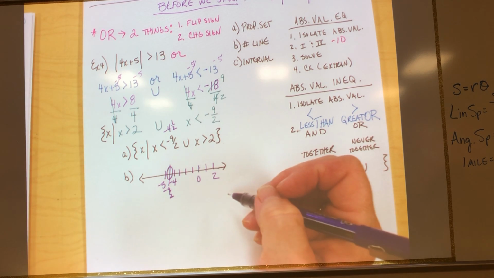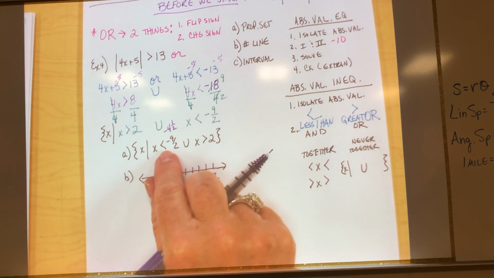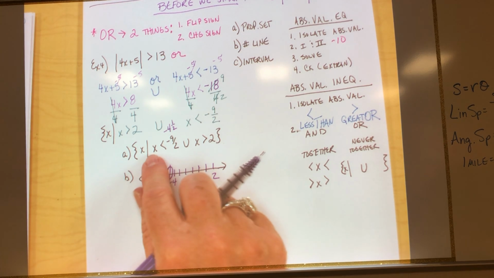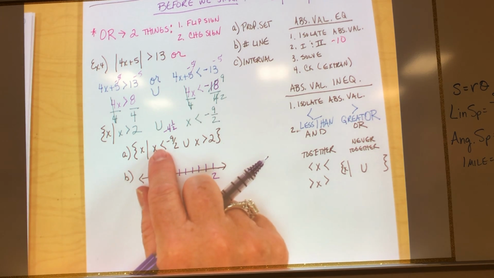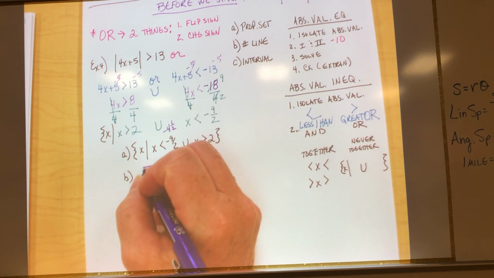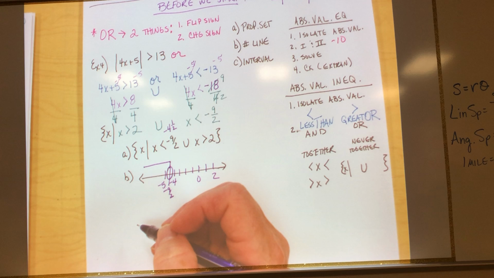Do I fill it in? Why? It's not equal to. It doesn't have a line under it. It's not included in my solution. If you read from the variable, and y'all always read from the variable, x is less than negative 9/2, and less than goes to the left. Do I have to put an arrow on that? Yes. If you don't put an arrow on it, is it right? No.